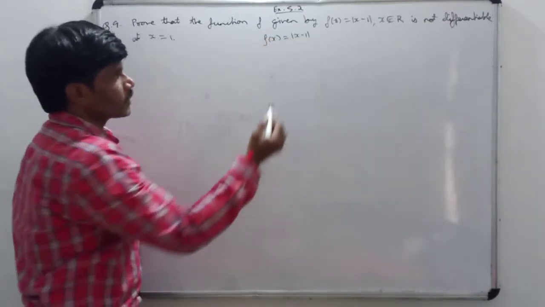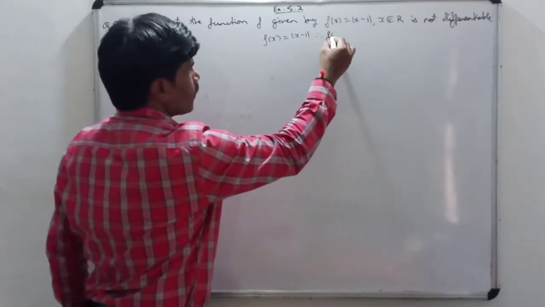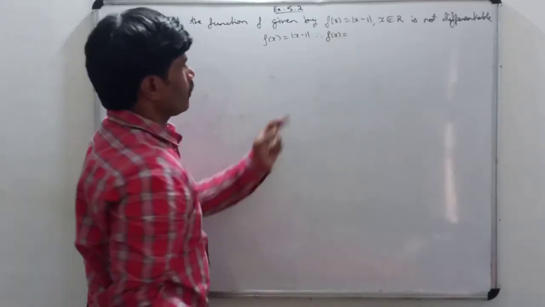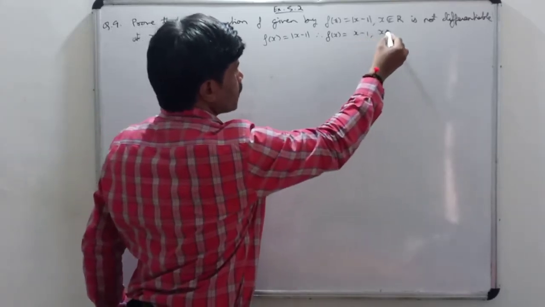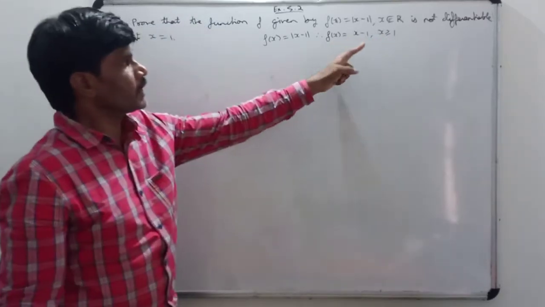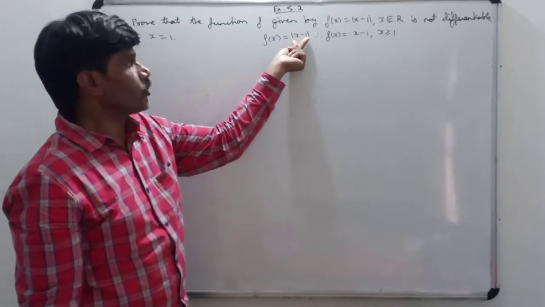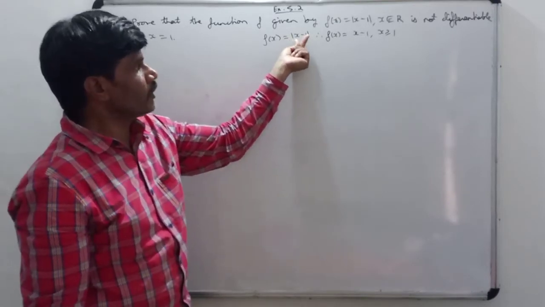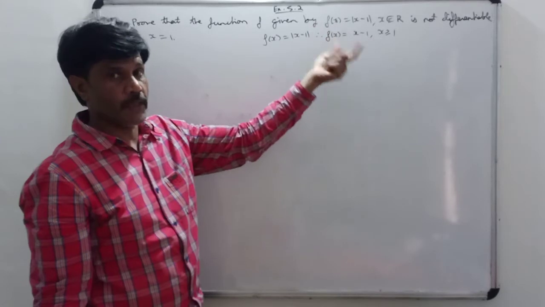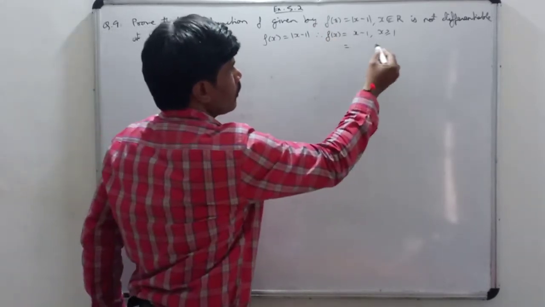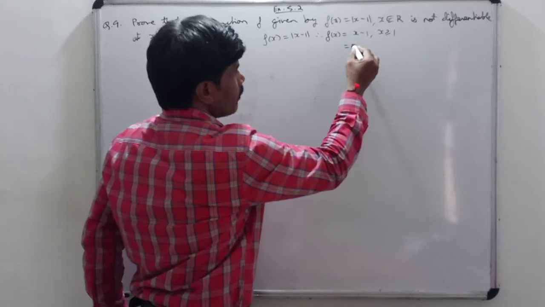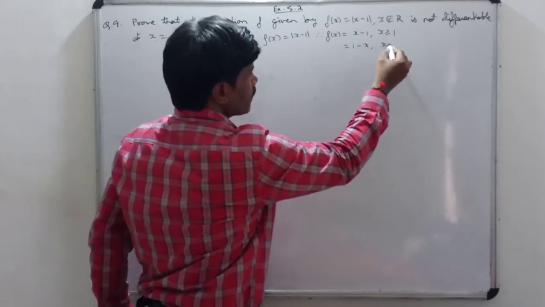So I will simplify this. Therefore f(x) is equal to x minus 1 when x is greater than or equal to 1. When x is greater than 1, x minus 1 will be positive, so mod of positive will be positive. Mod of x will be plus x when x is greater than or equal to 0. It is equal to 1 minus x, or minus of (x minus 1), I'll write 1 minus x, when x is less than 1.